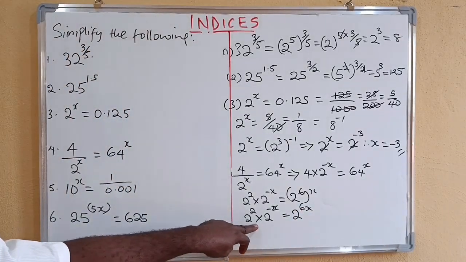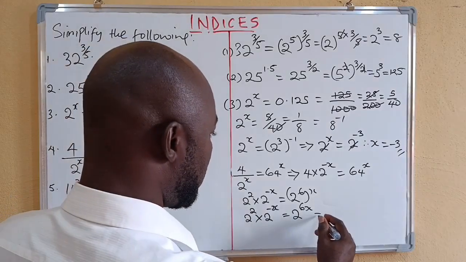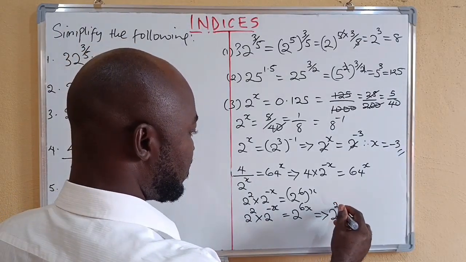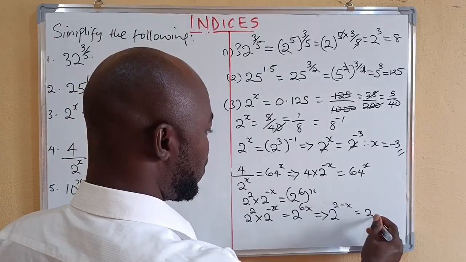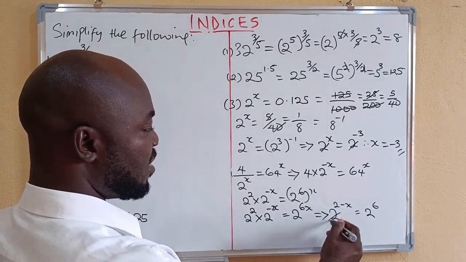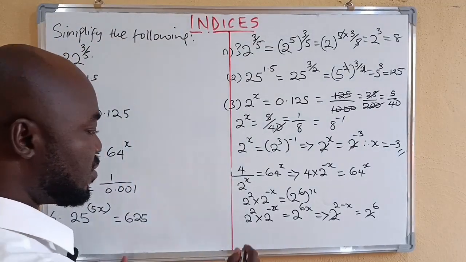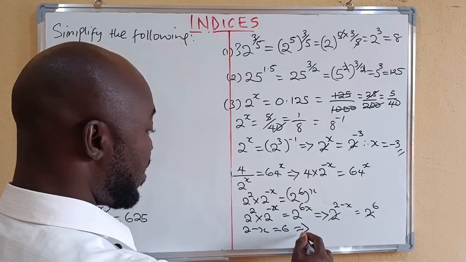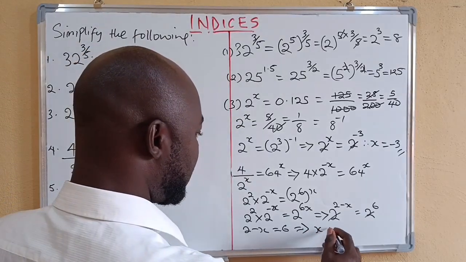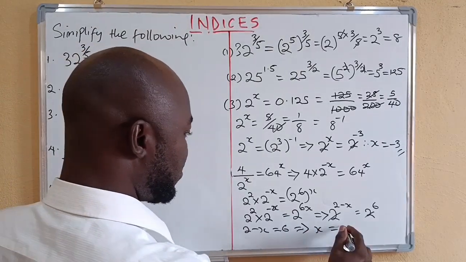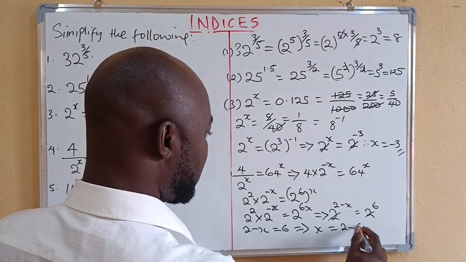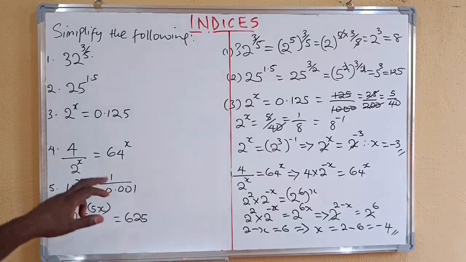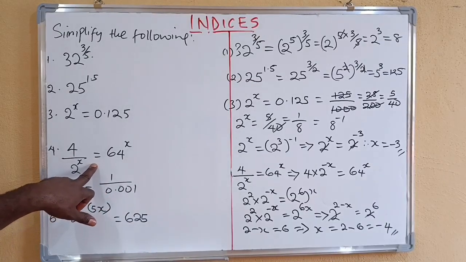Now this is multiplication, so I will add the powers together. So this will give me 2 to the power of 2 minus x, and this will be 2 to the power of 6x. So now they have the same base. I will equate their powers. So my 2 minus x will give me 6x, and this will imply that x will be equal to 2 minus 6, and 2 minus 6 will give me minus 4. So the value of x to satisfy this equation is minus 4.